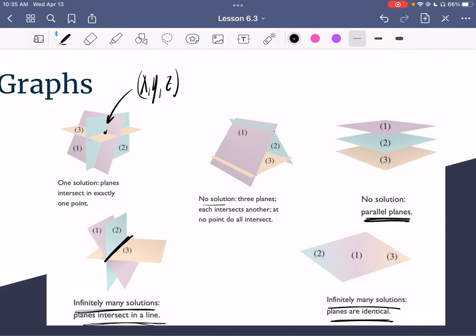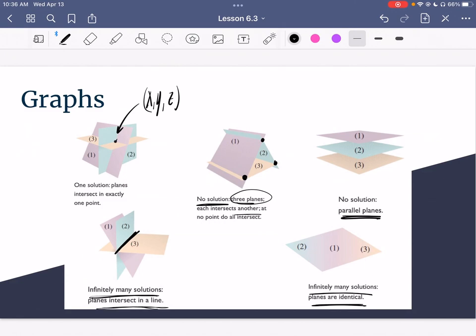Now, in this second example, this is an example with no solution because the three planes each intersect another at no common point. So they intersect, but at different points. Not all three you see will intersect at one point because this is where 1 and 2 intersect. This is where 2 and 3 intersect. This is where 1 and 3 intersect. Again, you do not have to know this yet, but this is just kind of good exposure for you guys to see for future math classes.